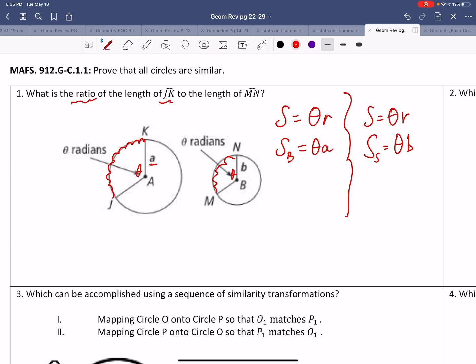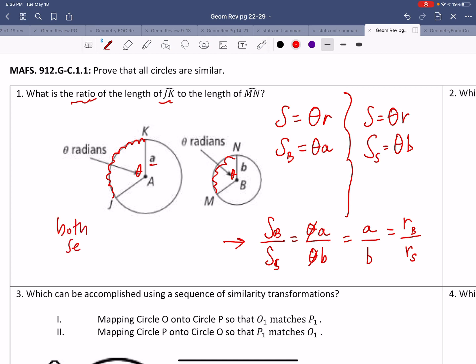Now, would these make the same ratios? If I put them in a ratio, the big one over the small one, I get theta a over theta b. Notice the theta would cancel. They'd make the same ratio as the radius of the big one and the radius of the smaller one, right? So this proves that both their arc lengths and their radii make the same ratio. And that's how I know that they are similar.